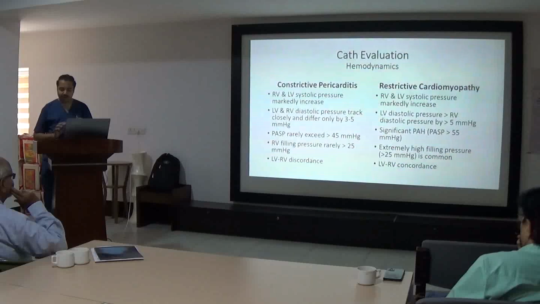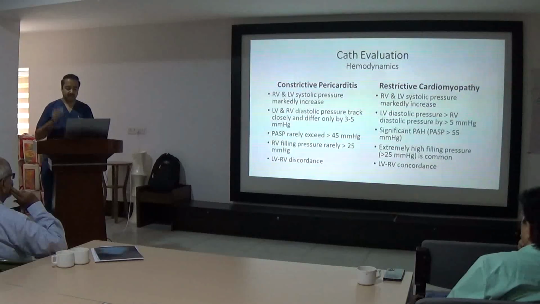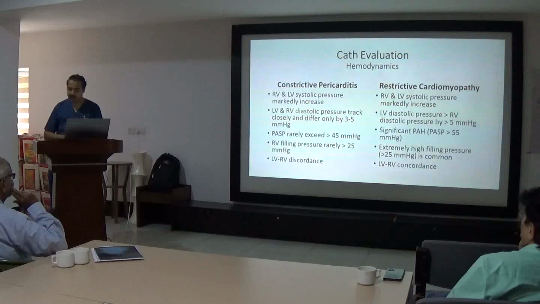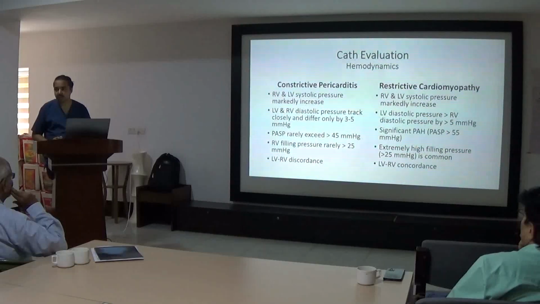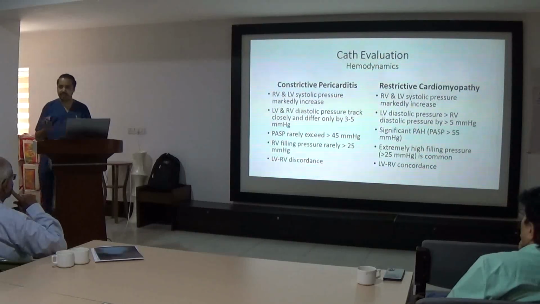Cath evaluations, I am not going into detail, but generally in cath evaluations there is a square root sign seen. Square root sign is basically early diastolic filling that is very rapid, followed by a blunted phase, and that gives you a square root sign. But nobody does cath in an era of advanced imaging. Another supporting finding: in which disease will you see mitral and tricuspid regurgitation? Probably in restrictive cardiomyopathy. Generally in constrictive you will never see it.